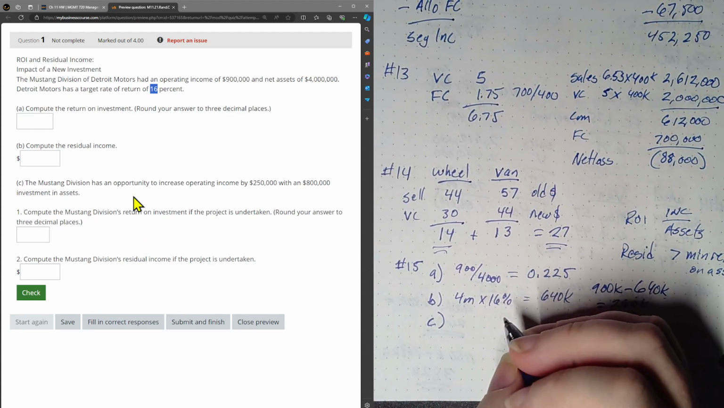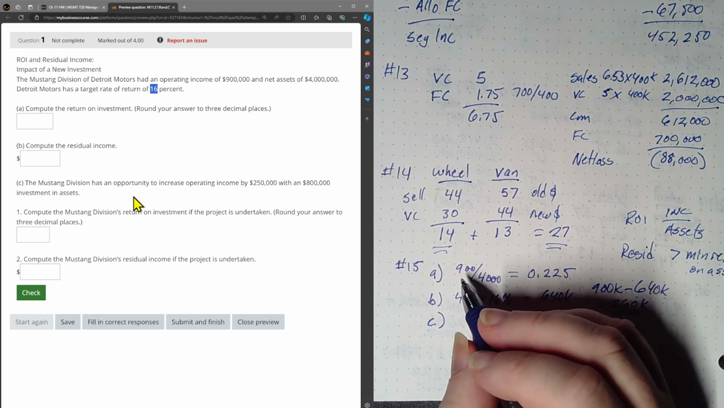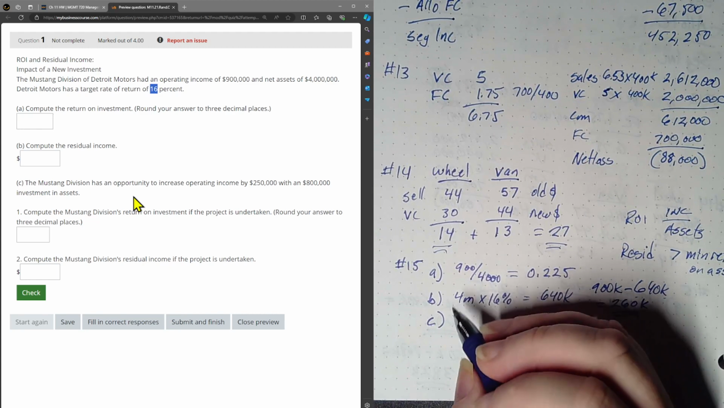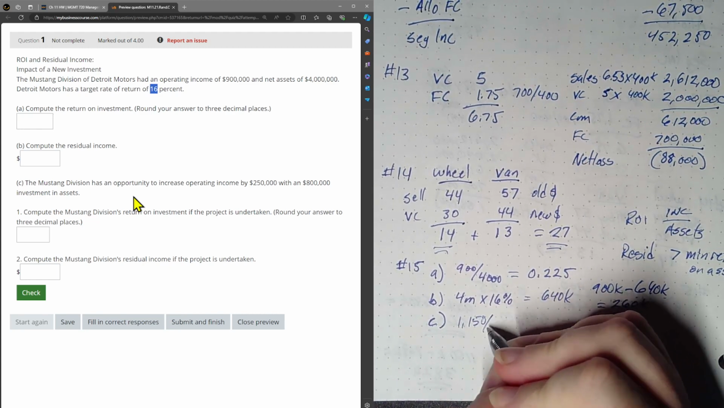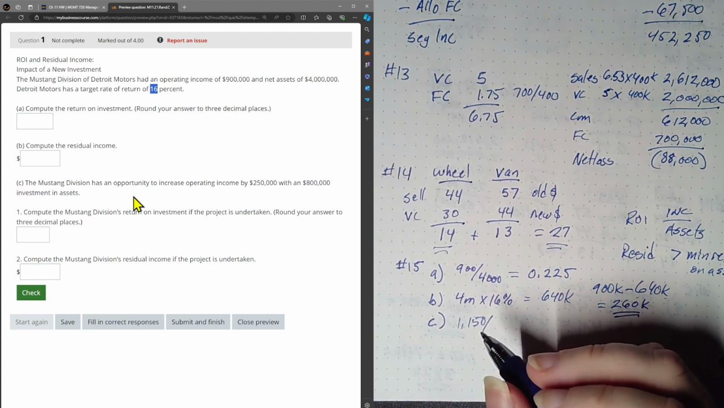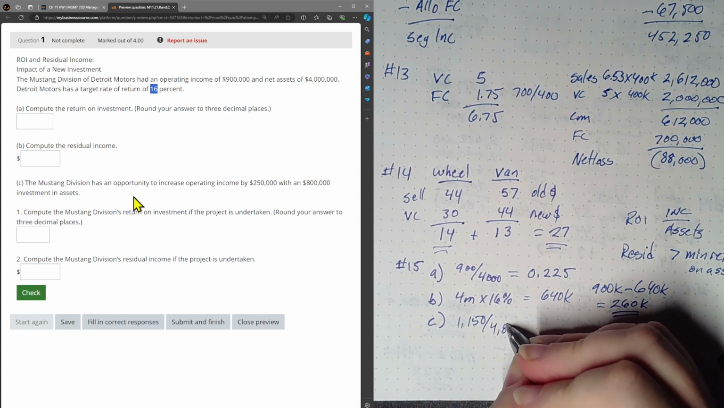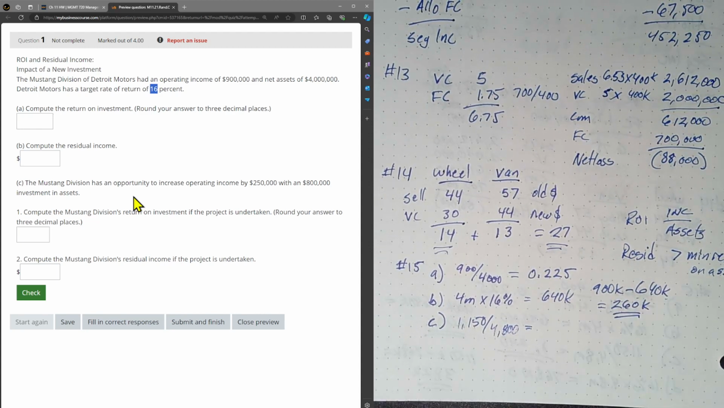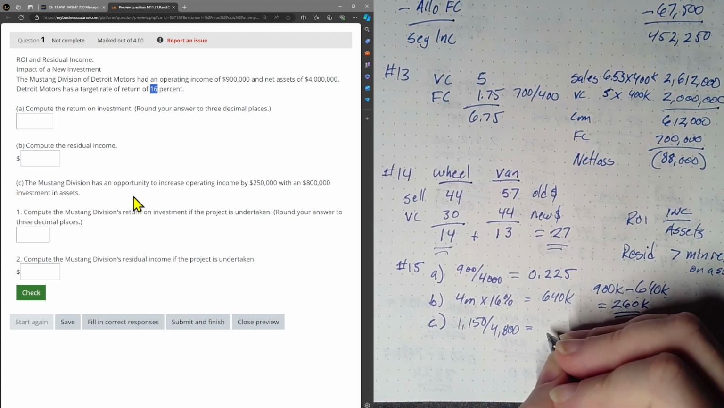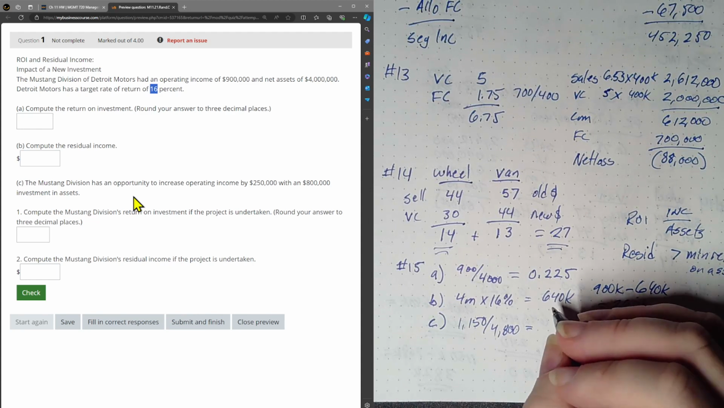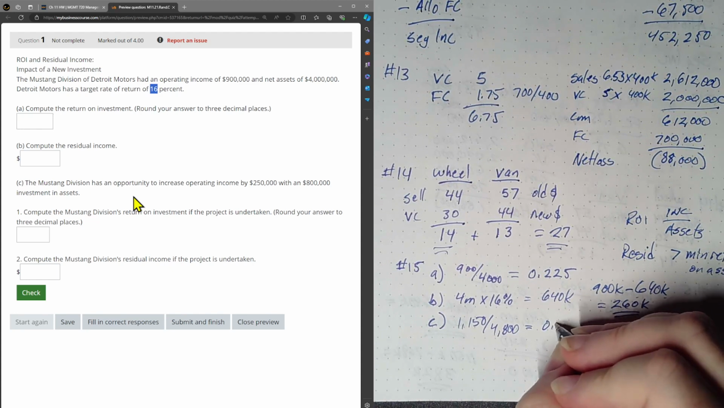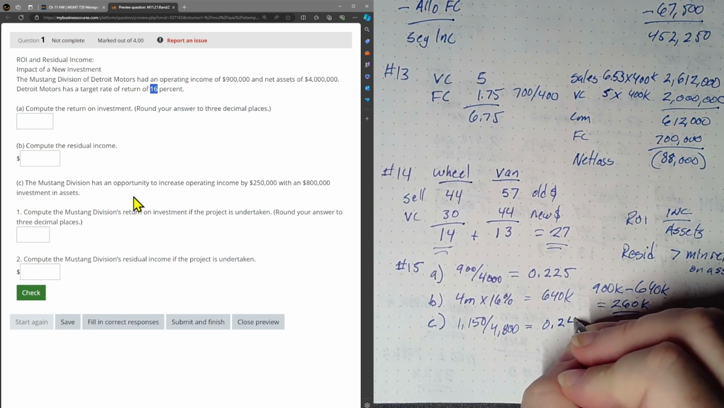Because they say it's an opportunity. So let's first of all run it again. What would the new operating income be? It would be 900 plus 250, or 1,150,000. And the new asset base is not going to be 4 million. It's going to be 4.8 million. Right? So that is 0.23958. So what do they want? Round to 3 decimal places. So that would be rounded up to, I guess, 0.240.